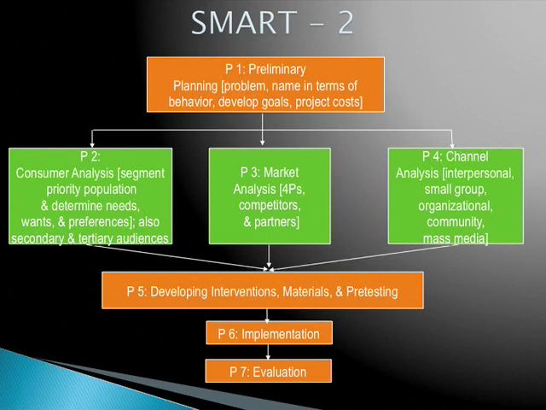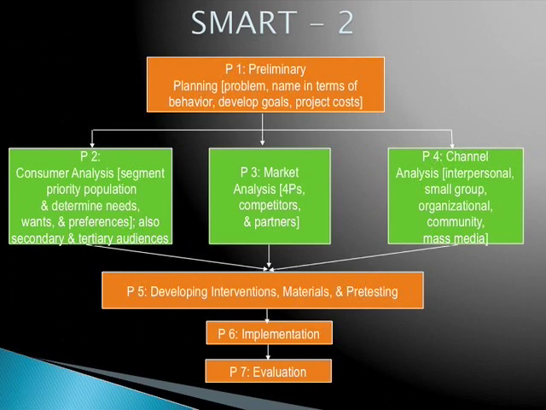Preliminary planning is crucial for any type of health promotion program. It is also the first phase of SMART. Preliminary planning allows the program planners to objectively assess all health problems and determine which one is most appropriate to address. Phase 2 of SMART is consumer analysis.